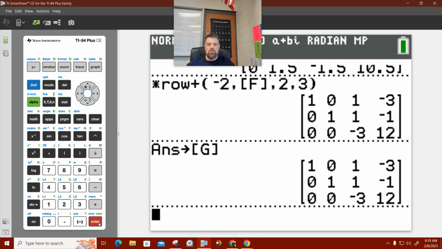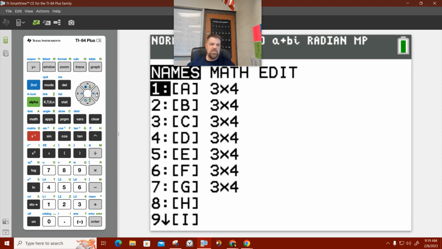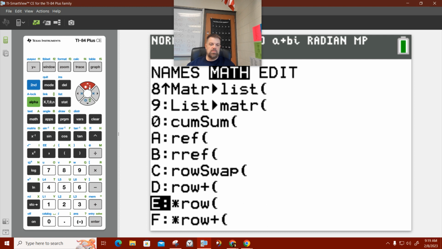All right, cool. So now I just need to figure out how to make this third row into a +1. So I'm going to just multiply that by the negative reciprocal of this. So that's -1/3. So I'm going to do the math. I'm going to hit second matrix math operation. We're just going to multiply.